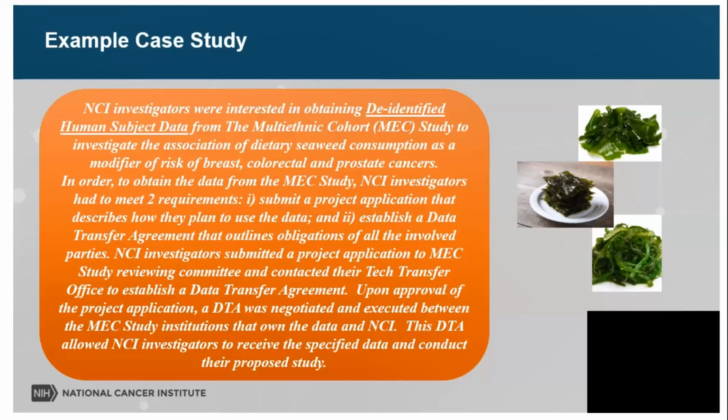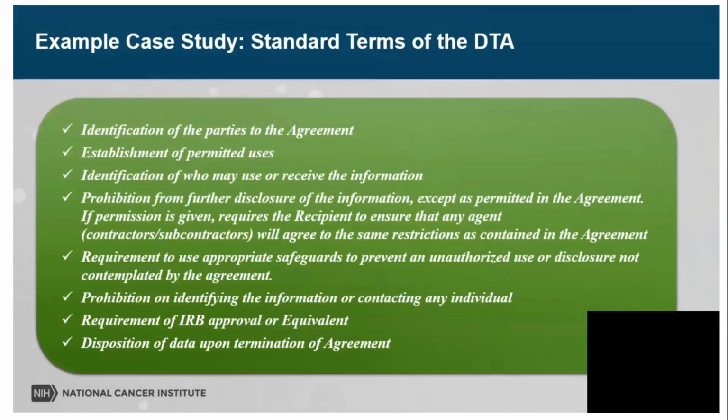Upon approval of the project application, a DTA was negotiated and executed between the MEC Study institutions that produced and owned the data and NCI. This DTA allowed NCI investigators to receive the specified data and conduct their proposed study. I am using this DTA as an example because it contained fairly standard terms that I went over earlier in the presentation. Some of those terms are listed here, the most important ones. So first of all, the DTA identified the parties to the agreement, which were NCI, and the two institutions from the MEC study that actually owned the data that NCI needed.